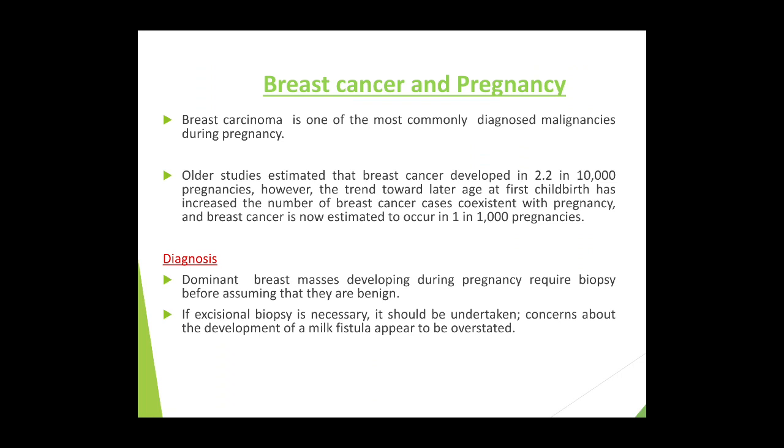So now we discussed two issues, which were the phyllodes tumor and also Paget disease. Now the third issue that will be discussed in this lecture is breast cancer and pregnancy. Breast cancer is now estimated to occur in 1 in every 1,000 pregnancies. Previously, the estimation for breast cancer during pregnancy was 2.2 in 10,000. But nowadays, because of early detection, the estimated incidence of breast cancer in pregnancy is about 1 in every 1,000 pregnancies, which is a large incidence.